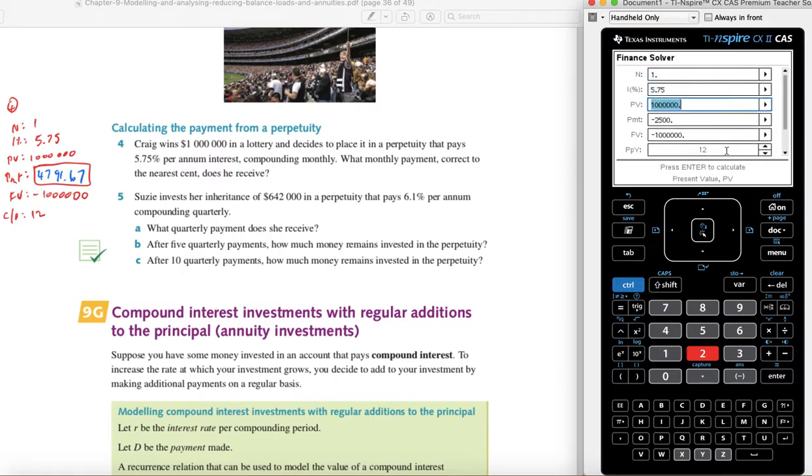Let's see how much money he can live off. So he's going to get $4,791.67 every single month just for that interest. And that just means that $1 million always sits in the account, but he just gets that interest. Best of luck with the rest of the questions.